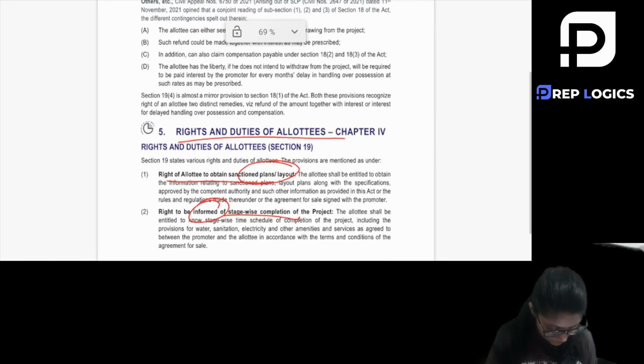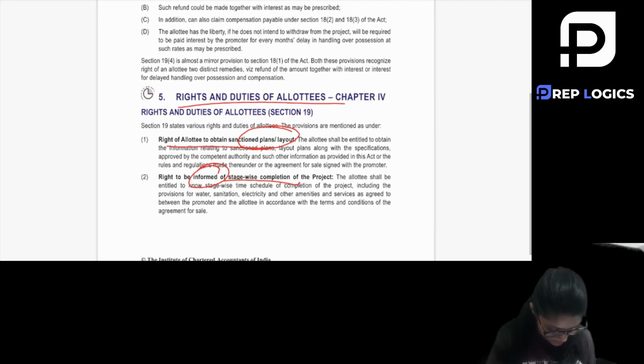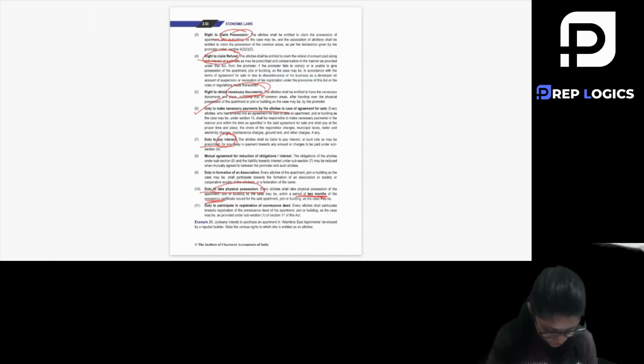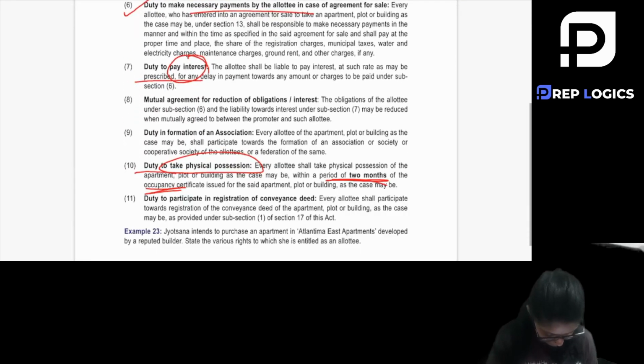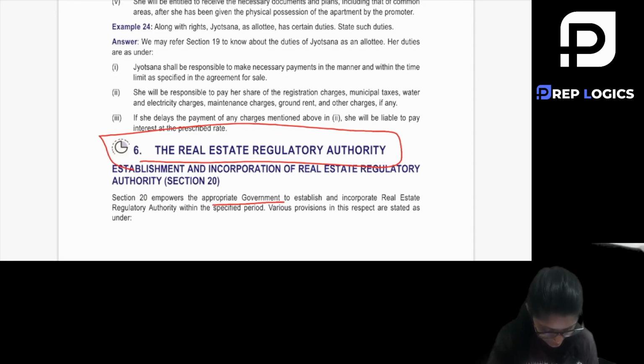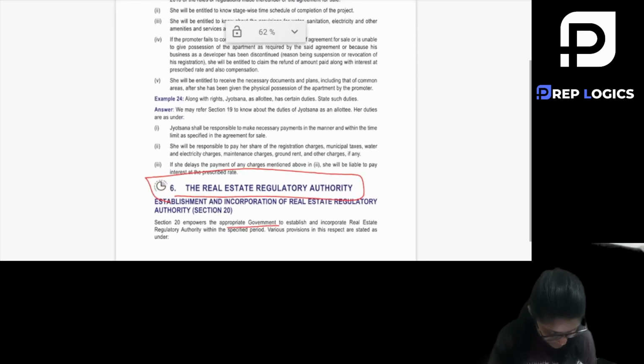Now, rights and duties of allottee, just read it. If there is anything, I will tell you. Any important thing? No, if you are able to read it, you will be able to understand what these things are.